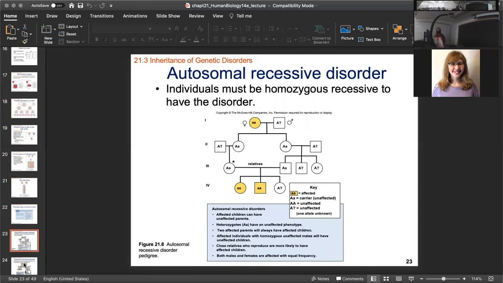Autosomal. Okay. So what's important to know about this is that there's 4 different types of ways that things can be passed down genetically, at a certain trait.